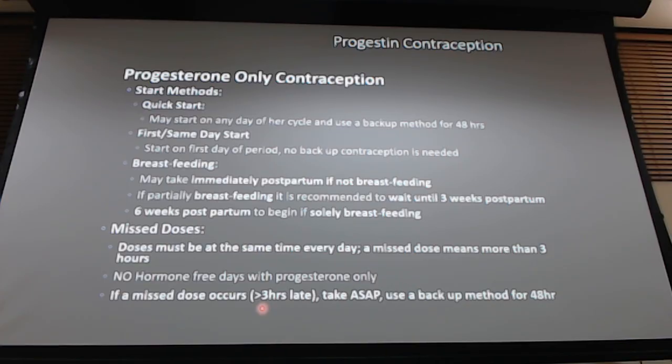If you do put somebody on one of them because they have that history, try to get them off of it and change them to a combined oral contraceptive as soon as you can. When they stop breastfeeding, hey, are you still breastfeeding? Oh, you're not breastfeeding anymore? Let's switch you off of this POP. Let me put you on a combined oral contraceptive instead of a POP.